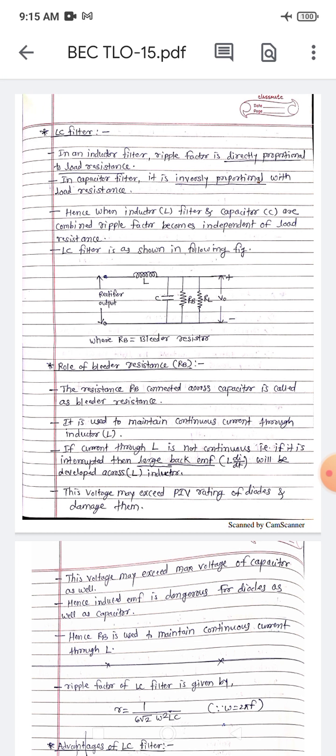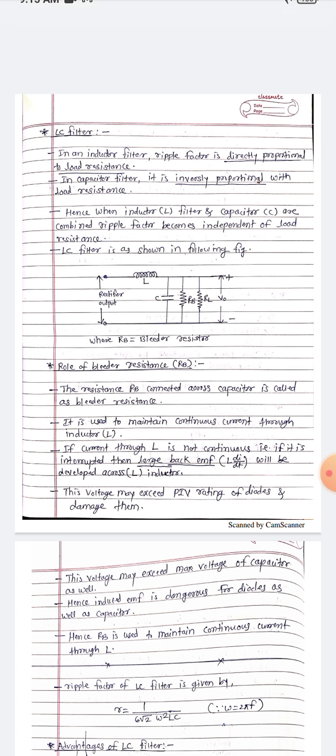For the filtering process, the basic property of a capacitor is that it allows only AC components and blocks the DC component, and an inductor allows only the DC component and blocks AC components. So these basic properties we are using in the filtering process.